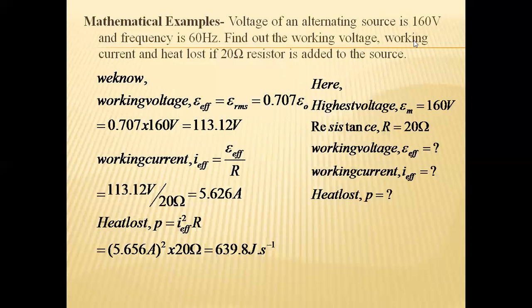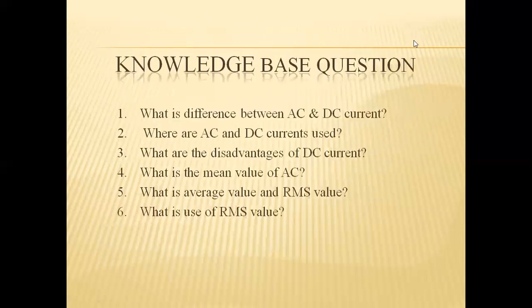113.12 volts by 20 ohm. Then we get the result 5.656 ampere, and heat loss P is equal to I_eff squared into R. Then we use the equation 5.656 ampere squared into 20 ohm. That is why the result is 639.8 joule per second.